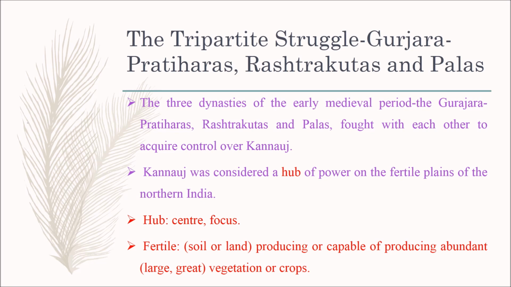Here, hub means center or focus. So, Kannauj was considered a focus of power on the fertile plains of northern India. Here, fertile means soil or land producing or capable of producing abundant, which means large or great, vegetation or crops. So, Kannauj was considered a hub of power on the fertile plains of northern India.